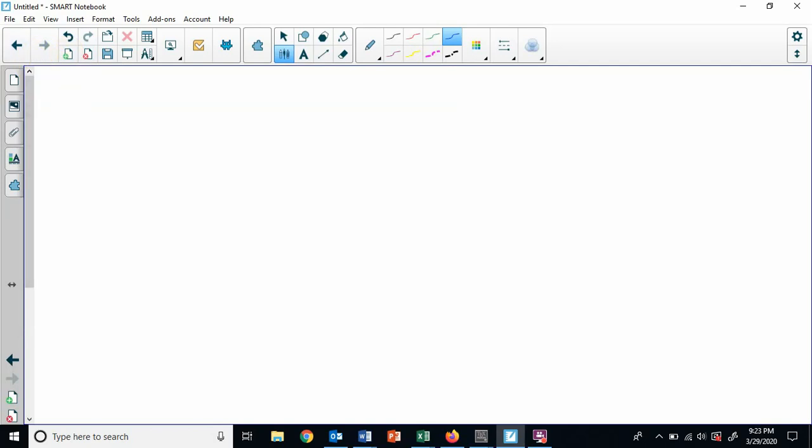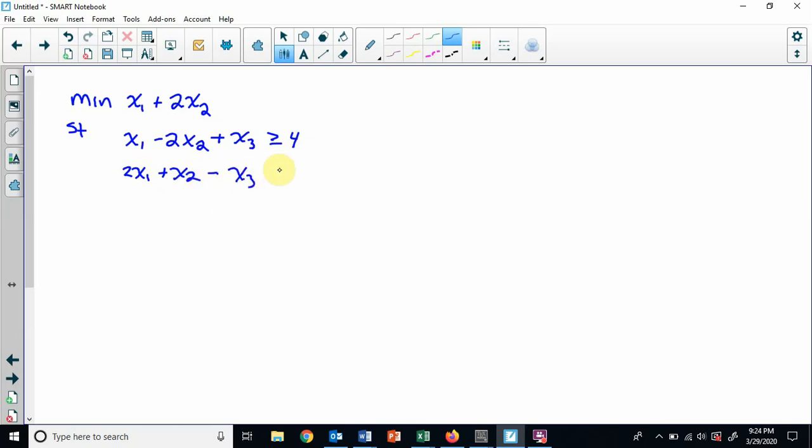Is we're going to go with min x1 plus 2x2 subject to, let's see, and our constraints are going to be x1 minus 2x2 plus x3 is greater than or equal to 4, and 2x1 plus x2 minus x3 is greater than or equal to 6. And of course, all the variables are non-negative.